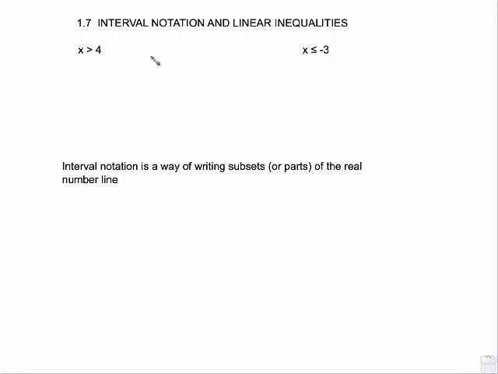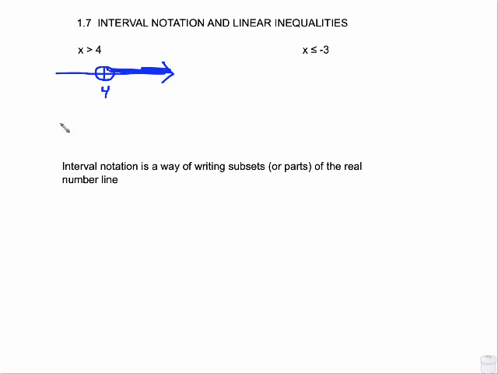This is MAC 1105, section 1.7, interval notation and linear inequalities. When you graphed x greater than 4 in high school, you most probably did it this way. You had a 4 on the number line. Because this is plain old greater, you used an open circle, and greater meant shade to the right. That is all of the numbers that are greater than 4: 5, 6.1, 7.9, etc., all of those numbers that are greater than 4.